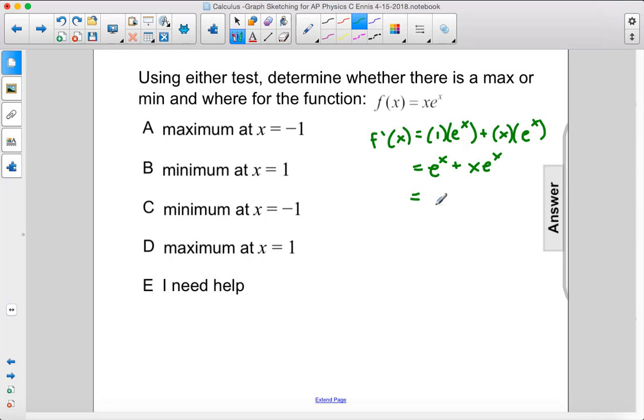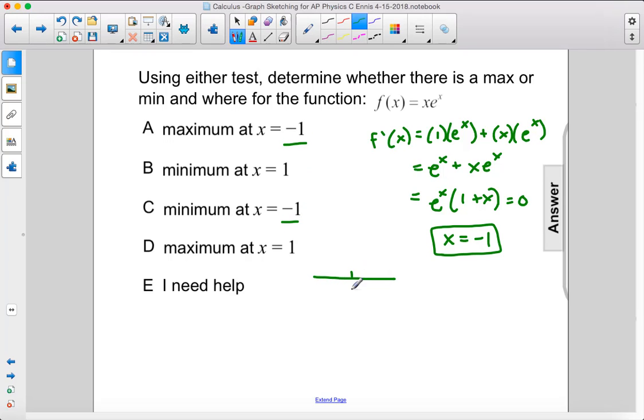If we take out an e to the x, we are left with 1 plus x. If we set this equal to 0, we can see that e to the x will never equal 0. So our one critical value is at x equals -1. So something happens at x equals -1. Let's figure out what it is.